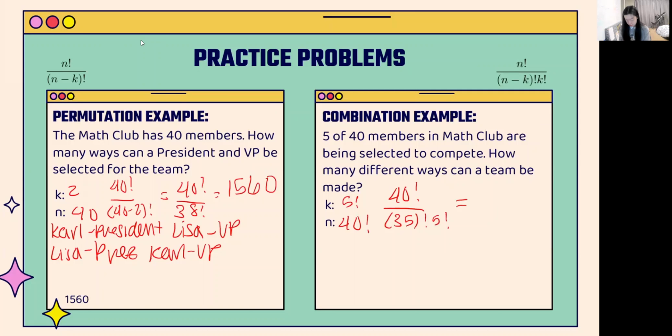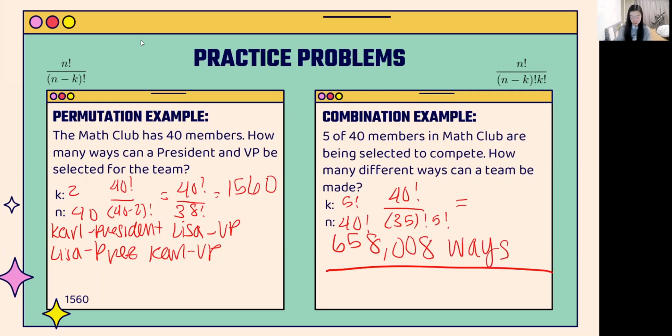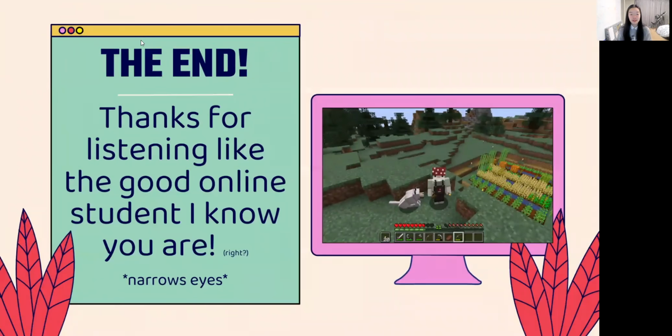All right, I got the answer. That is the answer. Hopefully I beat you. I mean, I'm too competitive. Hopefully we tied. So this is the total amount of ways to select a team for Math Club. You'll see that there are way more than permutation.